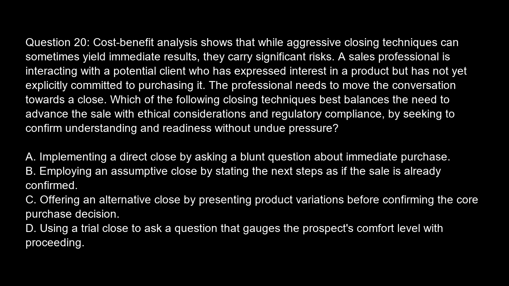Which of the following closing techniques best balances the need to advance the sale with ethical considerations and regulatory compliance by seeking to confirm understanding and readiness without undue pressure? Option A. Implementing a direct close by asking a blunt question about immediate purchase. Option B. Employing an assumptive close by stating the next steps as if the sale is already confirmed. Option C. Offering an alternative close by presenting product variations before confirming the core purchase decision. Option D. Using a trial close to ask a question that gauges the prospect's comfort level with proceeding.